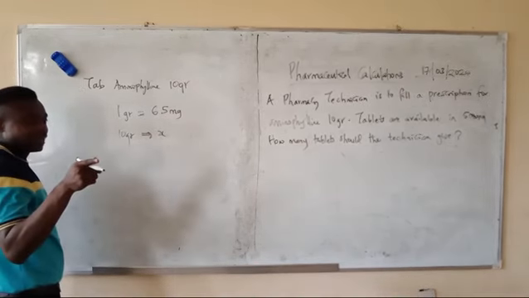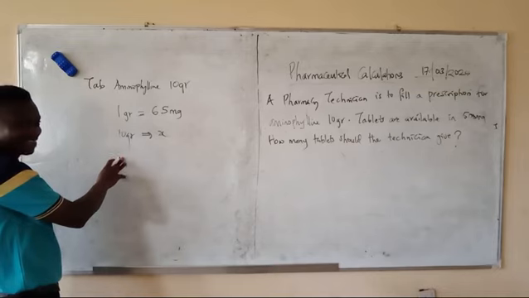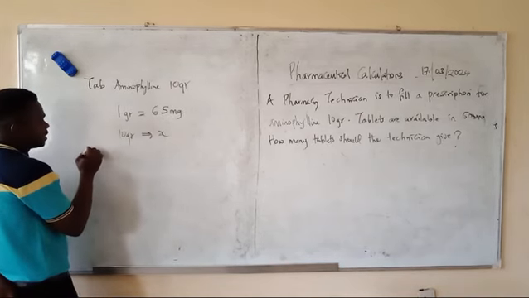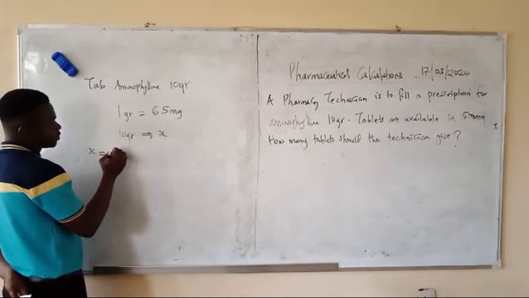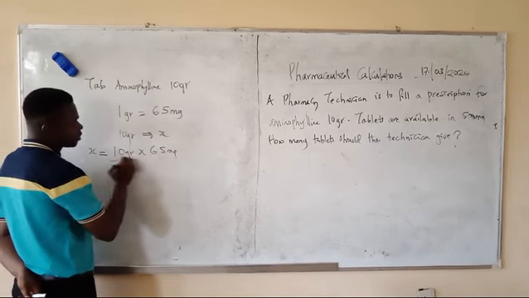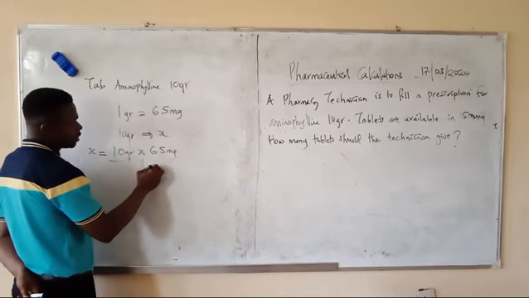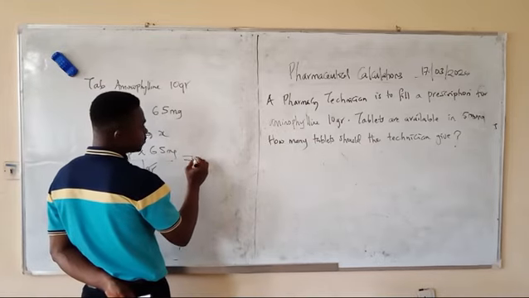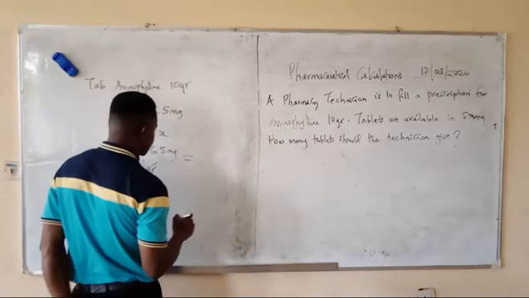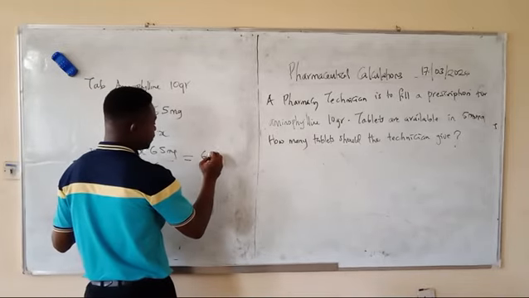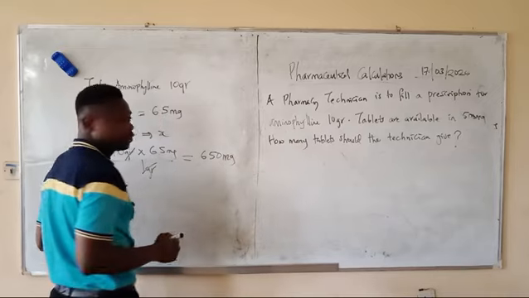So tell me what to do here. X is equal to 10 grains times 65 milligram over 1 grain. Grain will cancel grain. So how many milligram? 650 milligram.